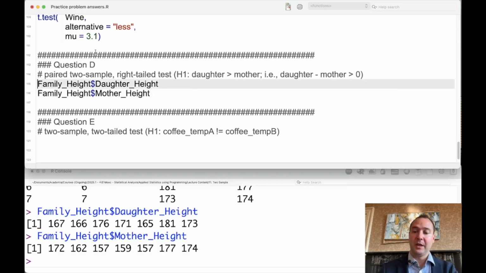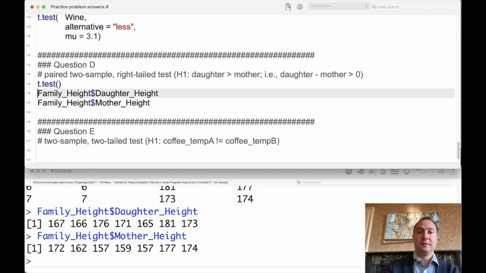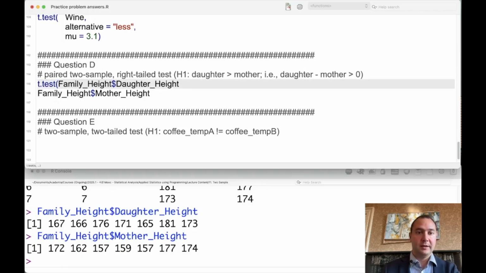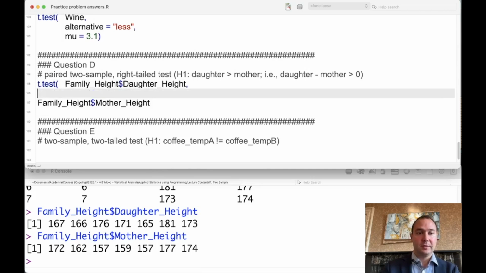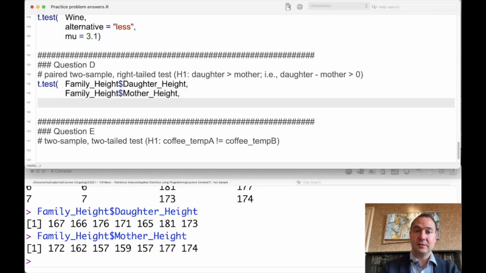All right, so how do we test these two samples? All we have to do is use our t-test. And let's put the daughter height first, comma, our second argument. Align that a little better. So here we have our first sample, our second sample. Next, what do we need to do? We need to say we want a right-tailed test.